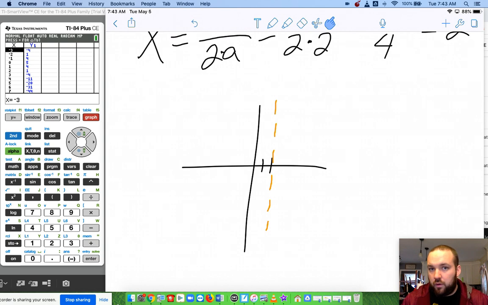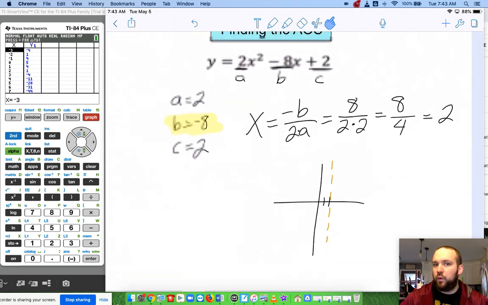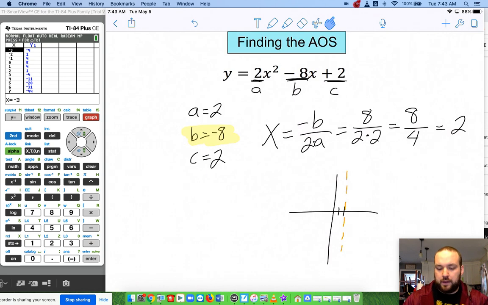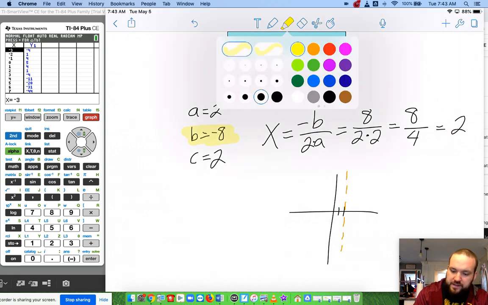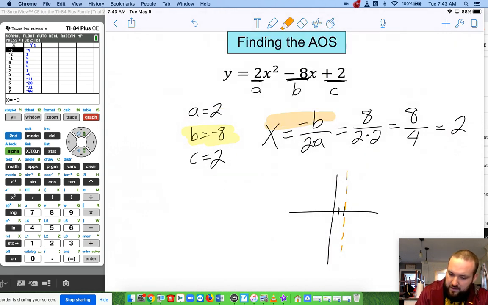And that's the next thing we're going to do, figure out where the vertex is, because that is without a doubt the most important point on a parabola. Okay, but key piece here, to find that x value of 2, we did the opposite of b divided by 2a, or 2 times a.